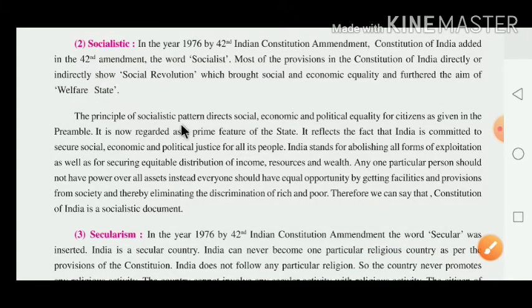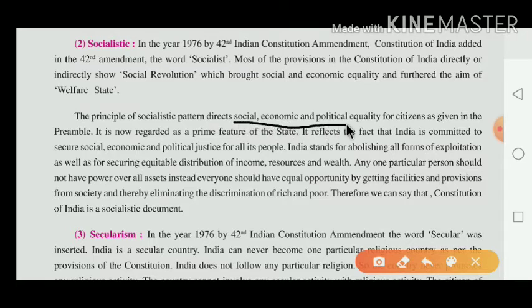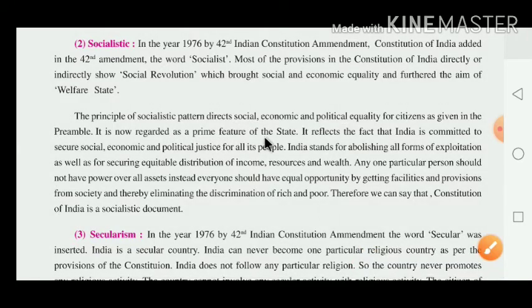The principle of socialist pattern directs social, economic and political equality for citizens, as given in the preamble. Which kind of equality is given to the citizen? Social, economic and political equality, as given in the preamble, and these things were already given in our preamble. It is now regarded as a prime feature of the state.